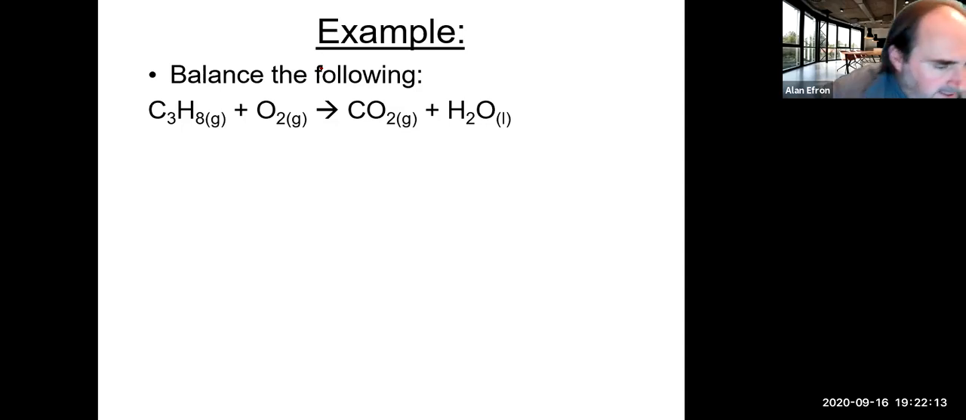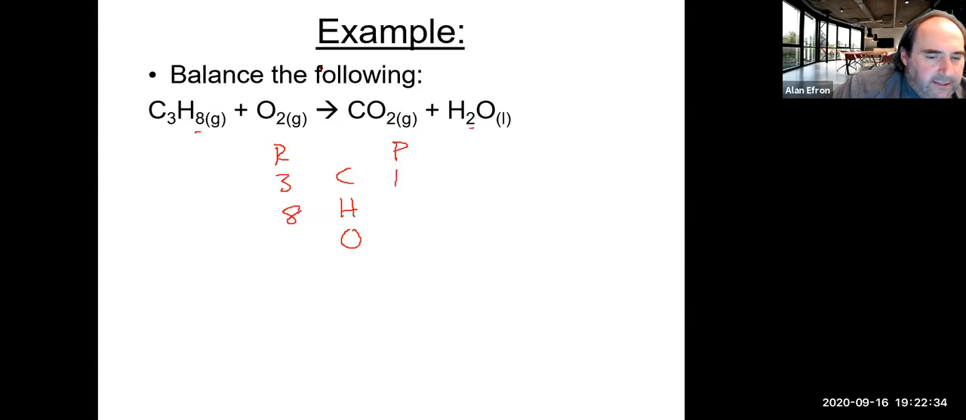Okay, so let's take a look and see how we're doing. Again, I would recommend making a table here. So we have the reactant side, the product side, we got carbon, hydrogen, and oxygen. Left-hand side, we have 3 carbons. Right-hand side, we have 1 carbon. Left-hand side, we got 8 hydrogens. Right-hand side, we got 2. Left-hand side, we got 2 oxygens. Right-hand side, we have 2 oxygens there and 1 more there, which gives us 3 oxygens.